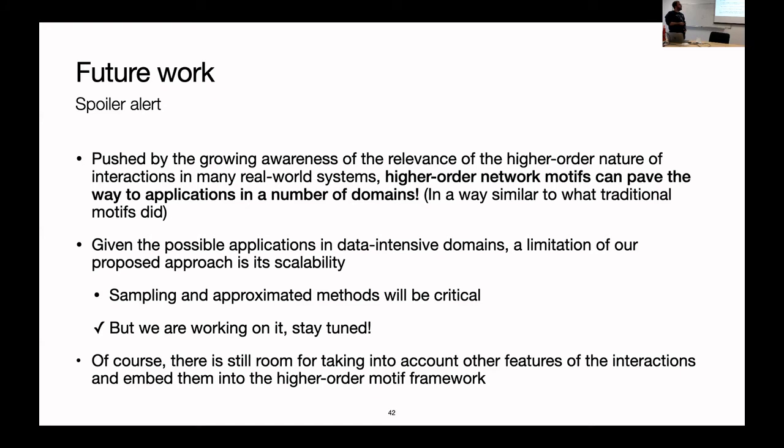But a problem we have is that in application domains that are really data intensive, where we have big hypergraphs, a limitation of our approach is the scalability. In fact, we analyzed only motifs of order 3 and 4 because it's really difficult to scale here. And in this case, sampling methods and approximative methods will be really critical, because I don't think that exact methods can allow the analysis of motifs of order higher than 4. But we are working on sampling methods. Actually, I think a work about sampling methods for higher order motifs could be out really soon.